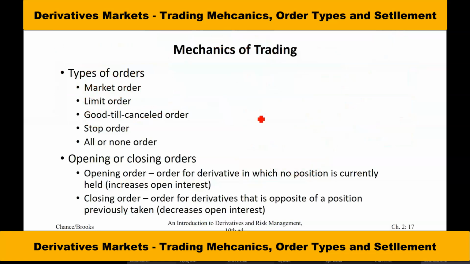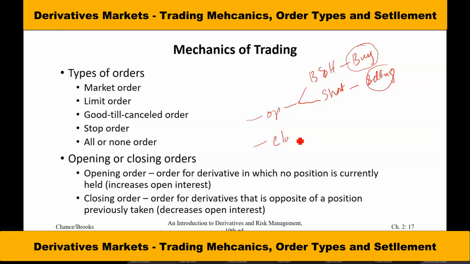We have opening and closing orders. So an opening order is when you open a position, for example, when you buy or sell. If you are following what we call a buy and hold strategy, your opening position will be a buy. If you are following what we call a short strategy, you will be selling, so your open position will be a sell order.